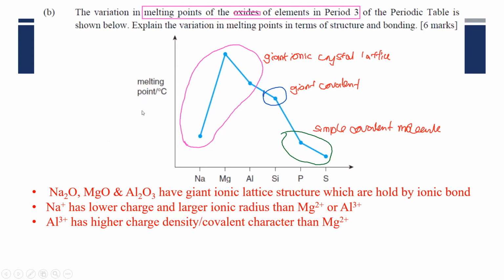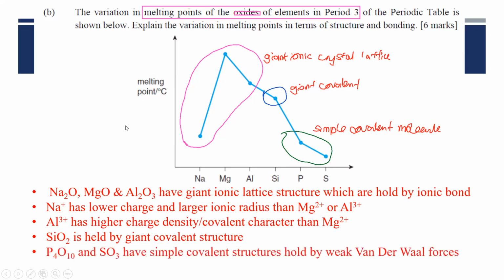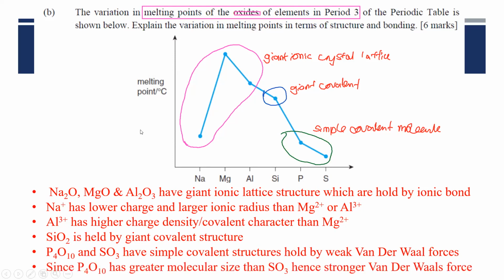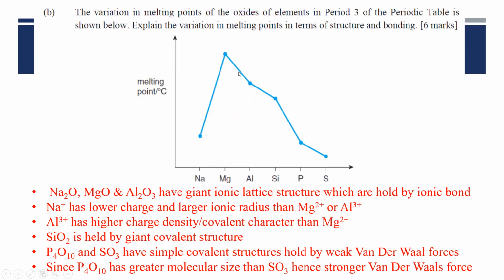Then silicon dioxide has a giant covalent structure where each silicon is covalently bonded to four oxygen atoms. Try your best to explain in such a way. While phosphorus and sulfur oxides have a simple covalent structure held by weak van der Waals forces. Since the molecular size of P4O10 is greater than SO3, they have stronger van der Waals forces. That is more or less how you explain why the melting point varies in such ways. So with that, that is for number B.